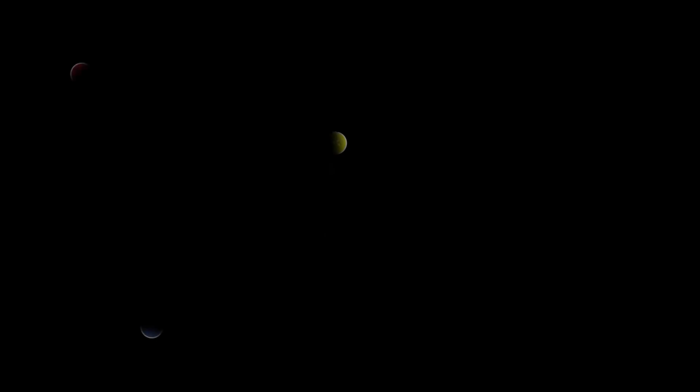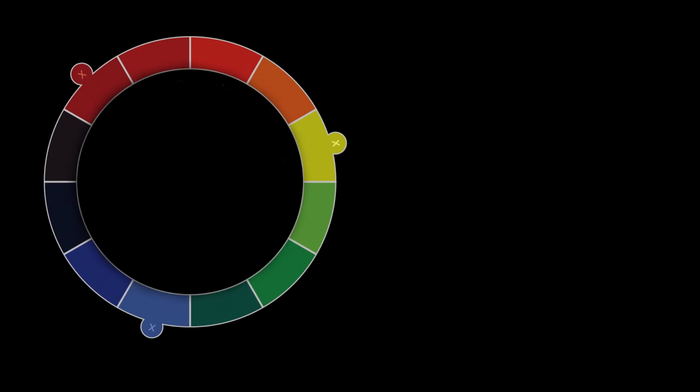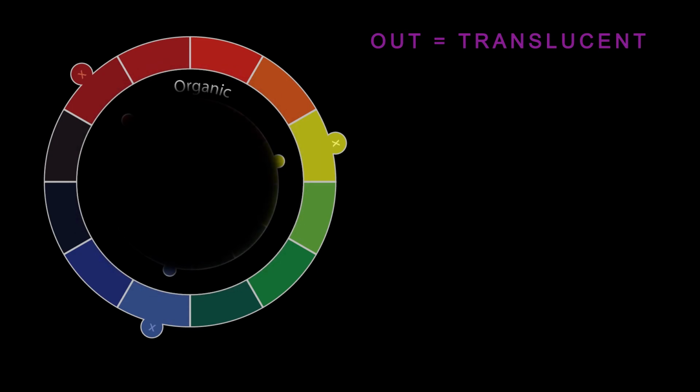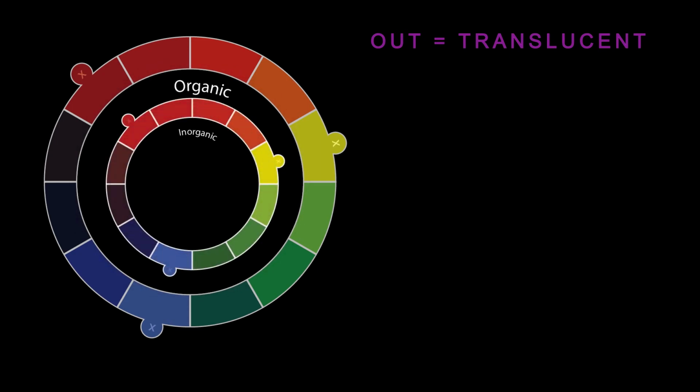So what does all this mean in regard to a color wheel system? Well, the dual color wheel has 3 translucent primaries on the outside wheel. These are the organic pigment primaries from which secondary and tertiary translucent colors on this wheel are made. The inside wheel, on the other hand, is made of inorganic primaries. These are the opaque pigment primaries from which opaque secondary and tertiary colors are made.